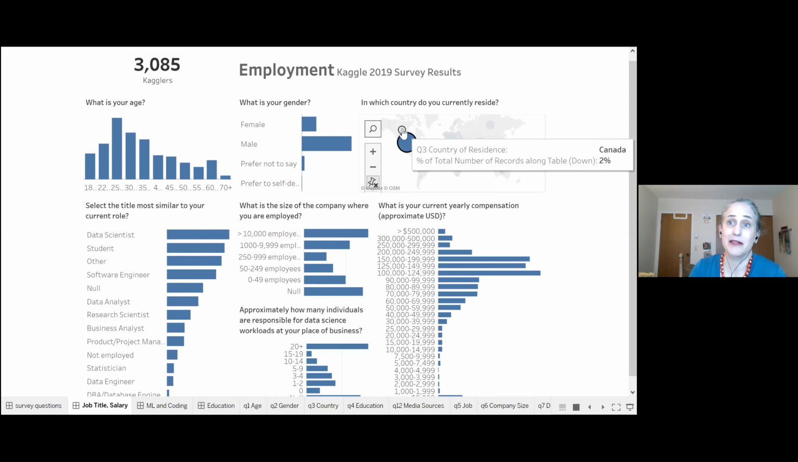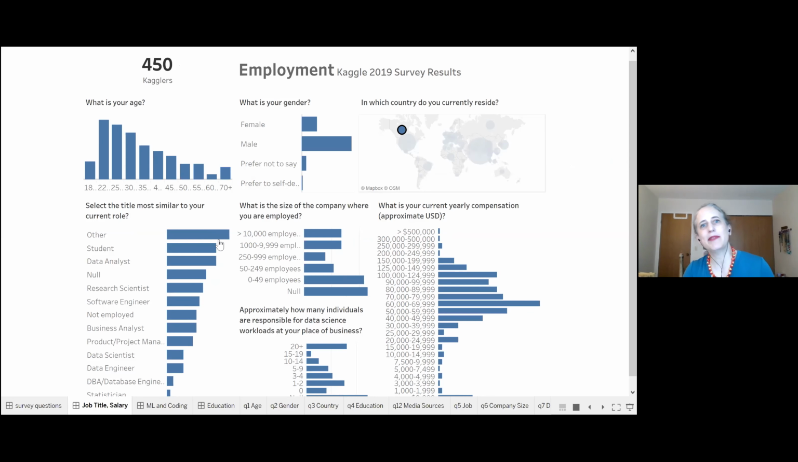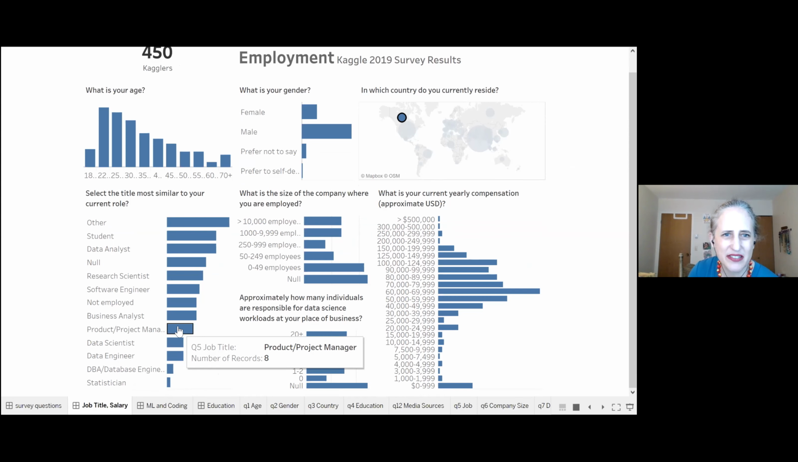And does anyone want to know about Canada? Yes? Definitely. All right, Canada. So most people in Canada work in something different. I thought that was funny. Data scientist is way down there. Wow. So how many people? Only 5 data scientists in Canada. So you know who you are.